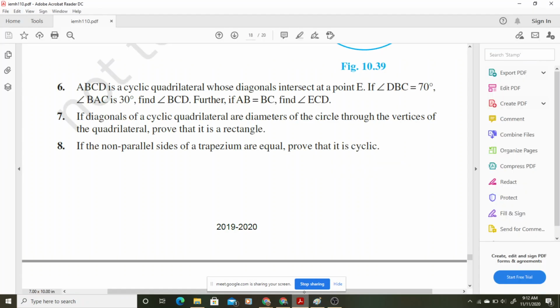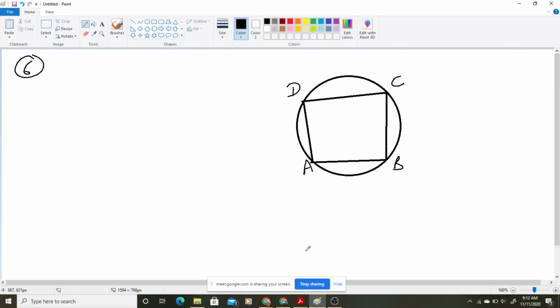Then what is given in the question? First thing, ABCD is a cyclic quadrilateral whose diagonals intersect at point E. So we will take the diagonals and they are intersecting at point E. So this is point E I am taking, the intersection of the diagonals.